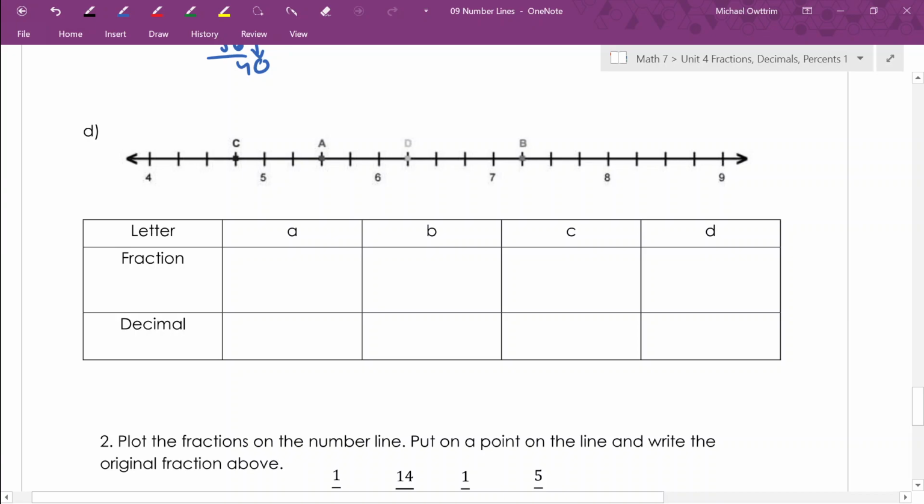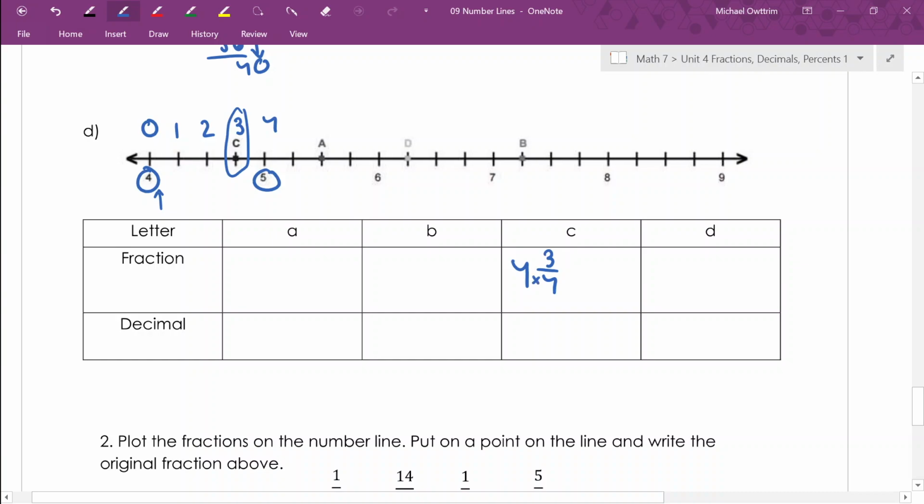Part D, let's start off by counting the number of ticks between two whole numbers. So I'm going to count between 4 and 5. My ruler always starts at 0, 1, 2, 3, 4 ticks in a whole number. And C is at the third tick out of 4. So as far as our fraction goes, we do want to notice that we're higher than 1. We're above the whole number 4. So we're going to have whole number 4 and 3/4 for our part C fraction.